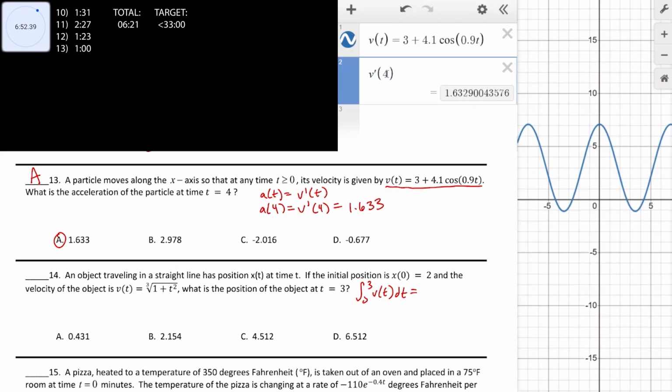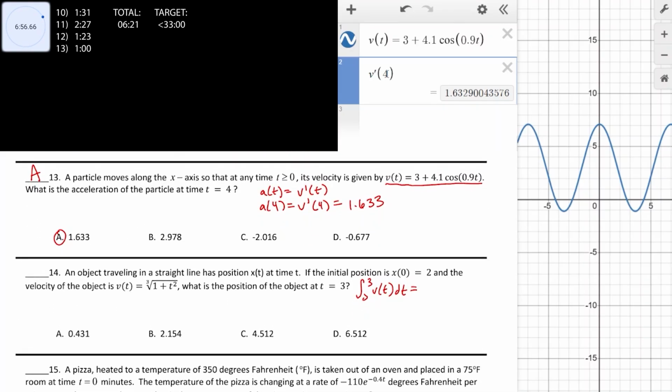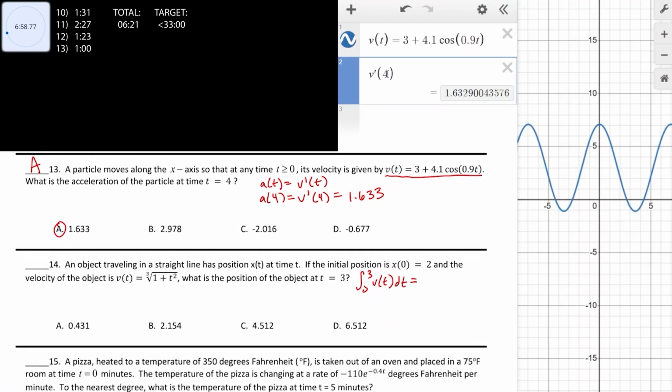And that's going to be equal to, now here's something that we didn't really talk about earlier, but we've talked about in the past, and that is velocity is the derivative of position. So velocity is the derivative of position. So that's one thing to make a note of.